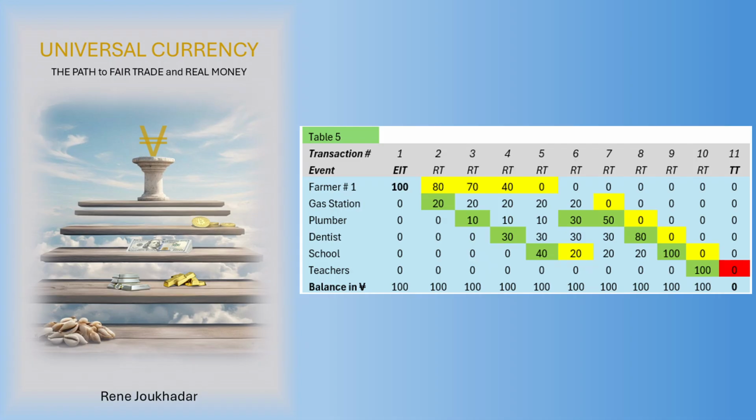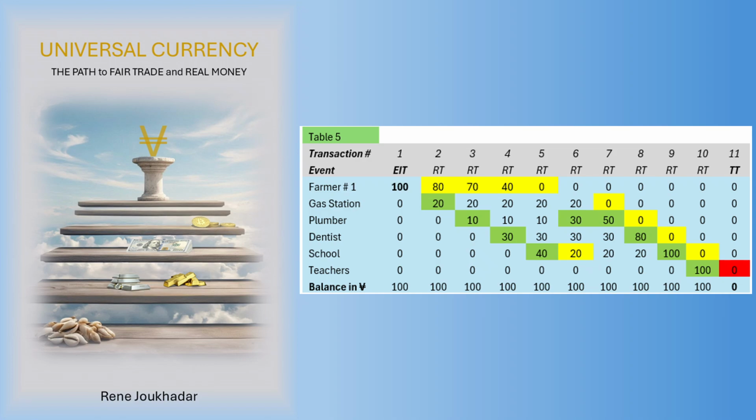In transaction number 6, the school paid the plumber 20 Vs. In transaction number 7, the gas station paid the plumber 20 Vs. And in transaction number 8, the plumber paid the dentist 50 Vs. And in transaction number 9, the dentist paid the school 100 V. And in transaction number 10, the school paid its teachers 100 V.